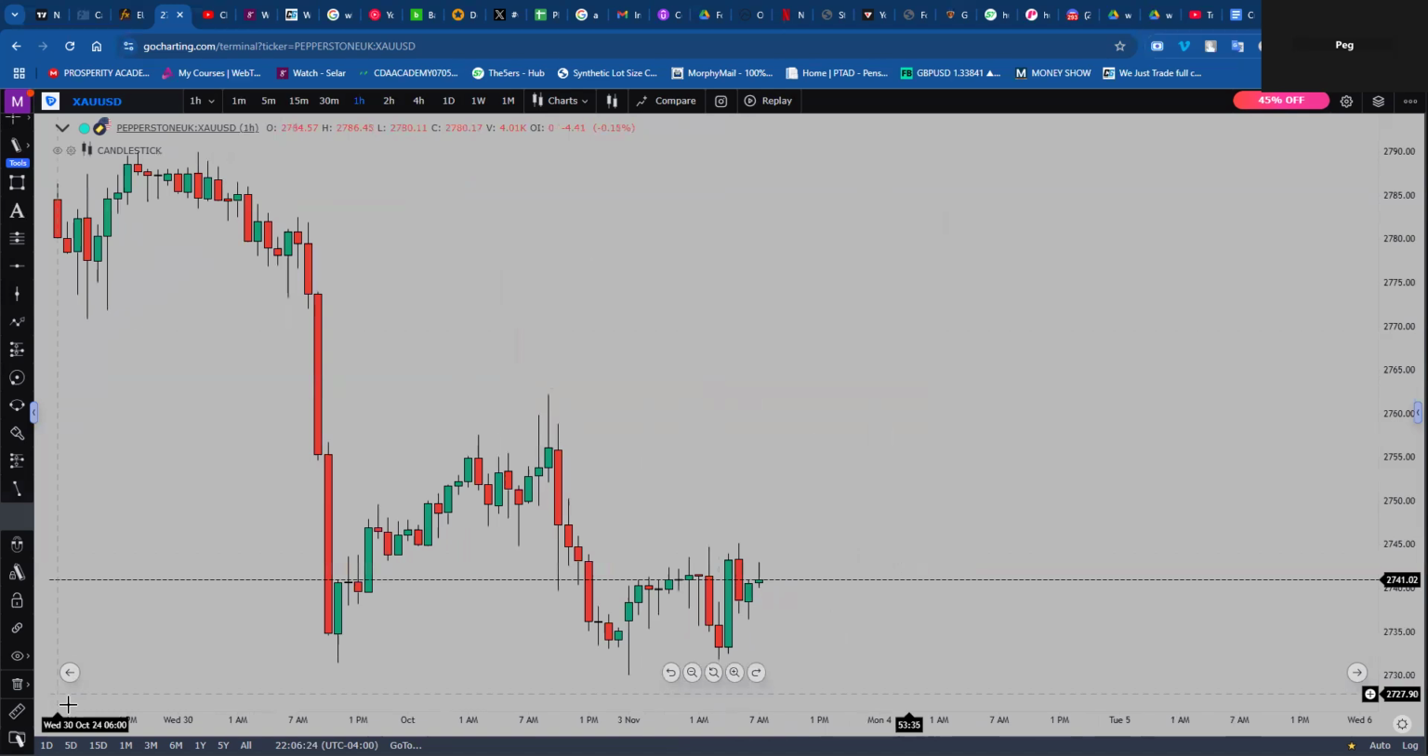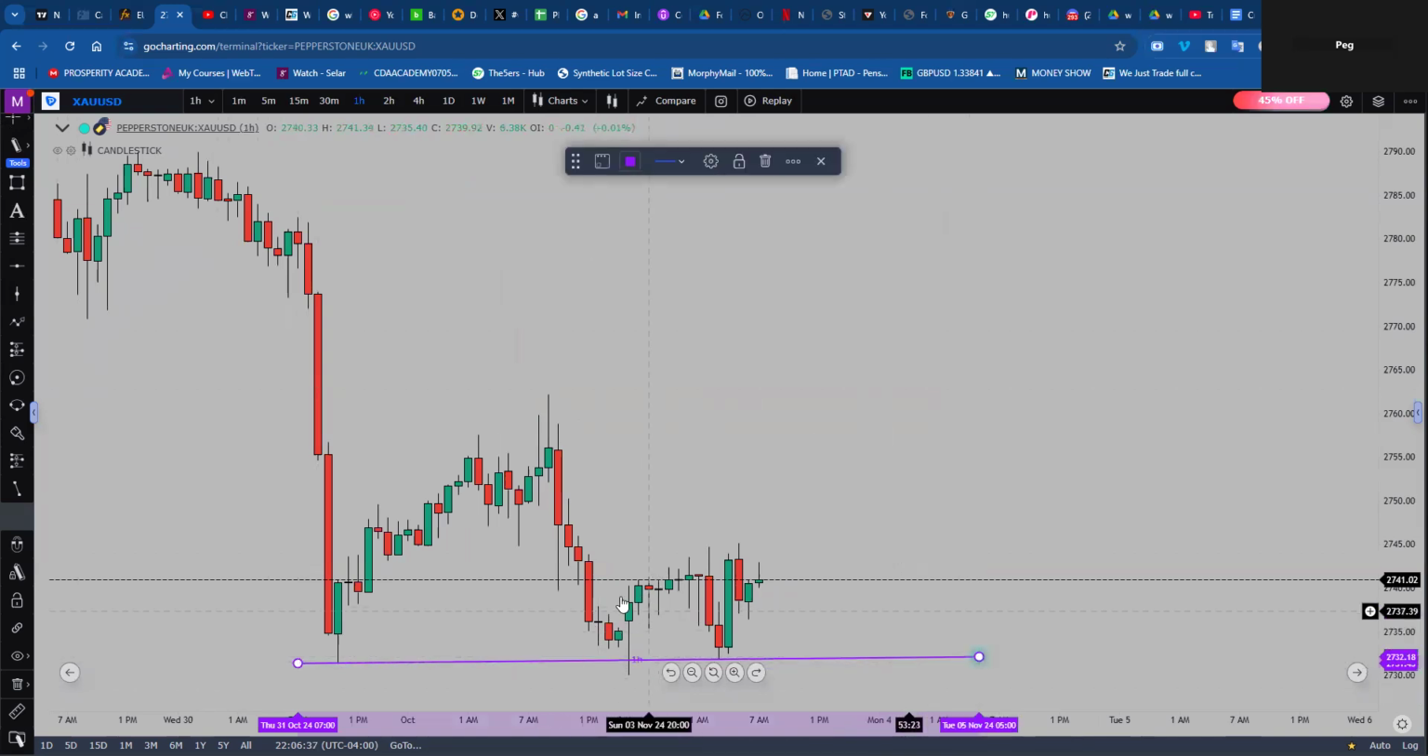There's been a sweep here. Can you identify it? Look at it on the 1 hour. Yes, price swept this low. It swept the low on the 1 hour. Is this a valid liquidity sweep at the moment? Oh no, because there's no fair value gap. No fair value gap. And what else?